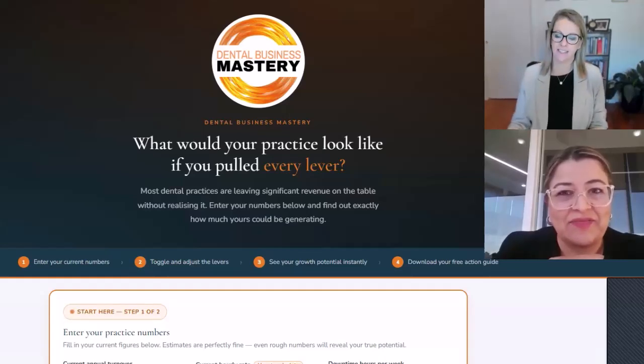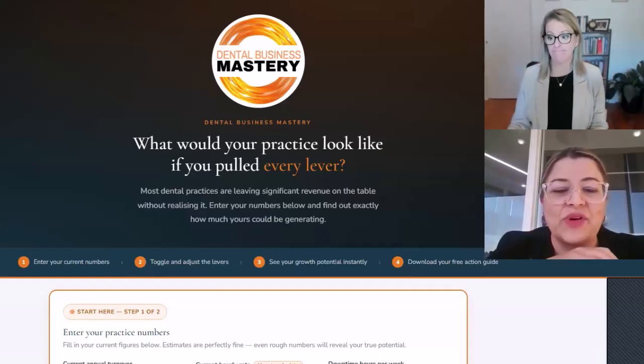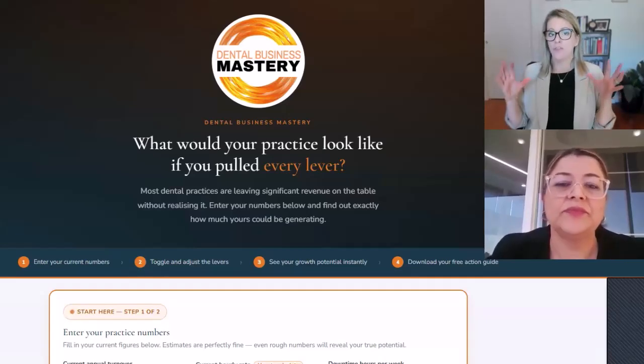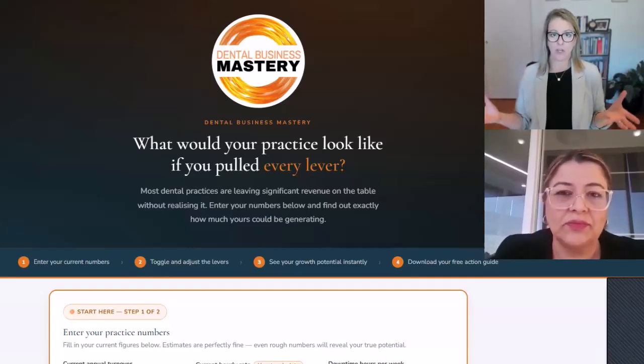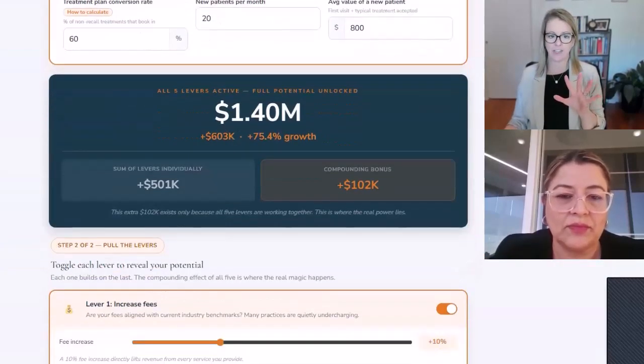That's good. Yeah. And that's exactly what can happen in your dental practice. That's for sure. So there are many levers. We're talking about 5 of those levers today. So let's go through each one at a time.